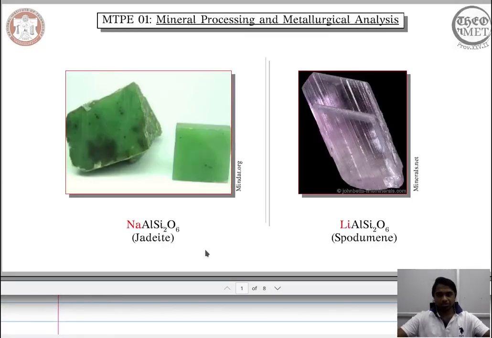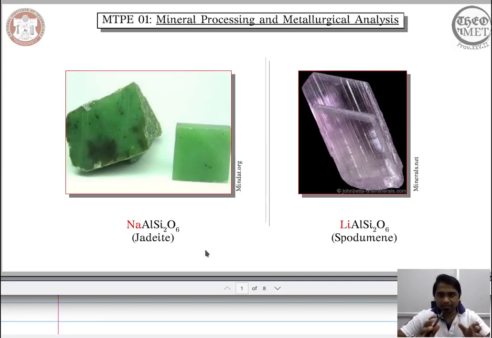So I believe you are able to see this slide here. This slide shows two different minerals, and each of these minerals has a definite chemical composition. One mineral, jadeite, comprises sodium, aluminium, silicon and oxygen. So it has one sodium atom, one aluminium atom, 2 silicon atoms and 6 oxygen ions. And on the other end we have spodumene, which comprises lithium, 1 aluminium, 2 silicon and 6 oxygen ions. So these are the definite chemical compositions of these minerals.